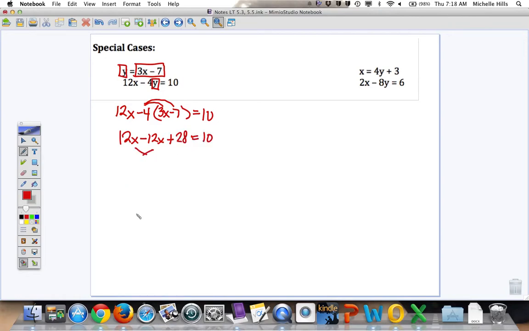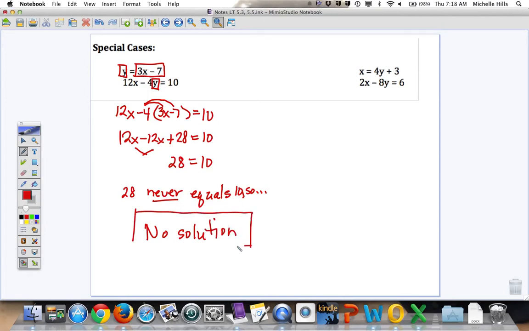On the same side of the equation, I have 12x minus 12x, which is 0. So there's no x. It's totally dropped out, and the equation simplifies to 28 equals 10. I can't solve for my variable because I have no variable left. And here's my thought process. 28 never equals 10. So this is no solution. It's never going to work. No value of x that I put in is ever going to make those two sides of the equation equal.